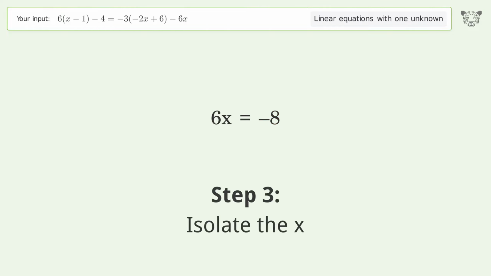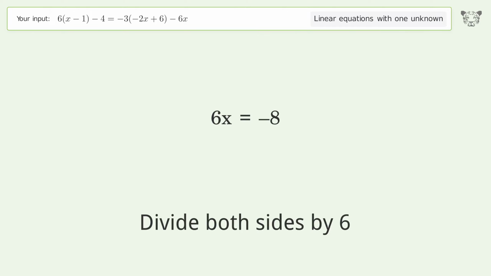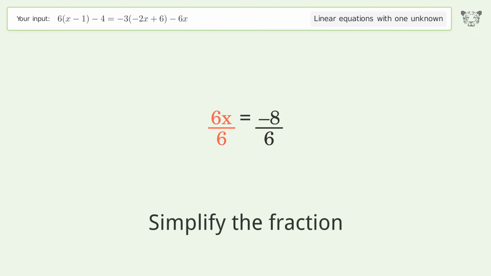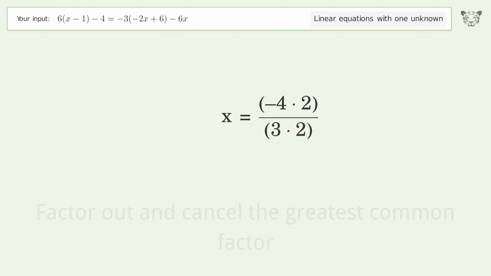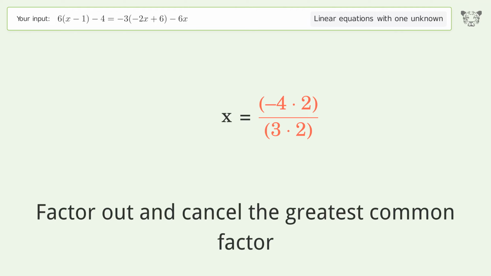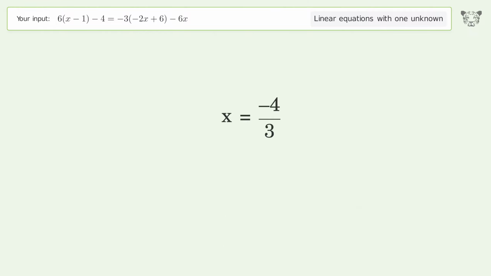Isolate the x. Divide both sides by 6. Simplify the fraction. Find the greatest common factor of the numerator and denominator. Factor out and cancel the greatest common factor. And so the final result is x equals -4/3.